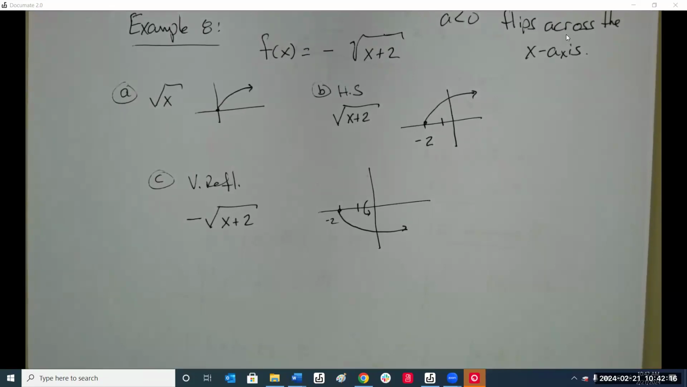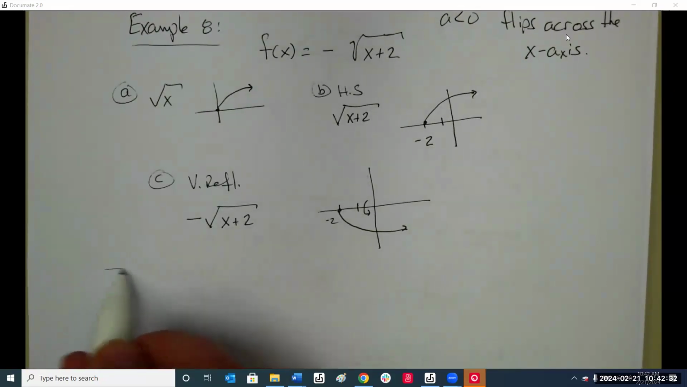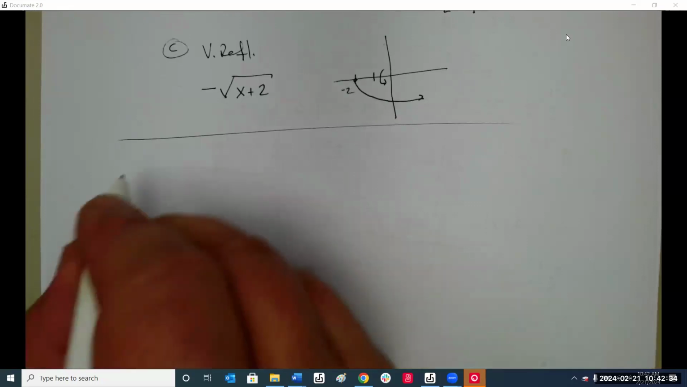Any questions about those? Because if you do a horizontal and a vertical flip, you can get to the original equation on odd functions. So let's do another example. Then we'll move on to the last part.